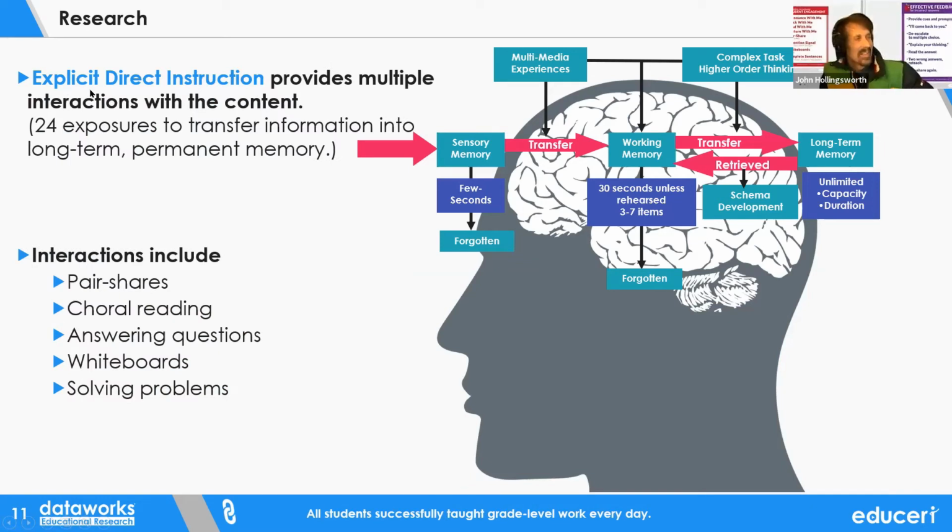Explicit direct instruction provides multiple interactions with the content. And let's read the next part: 24 exposures to transfer information into long-term permanent memory. Why don't you put a little circle around that? 24 exposures. Now, let's think where we can get that.